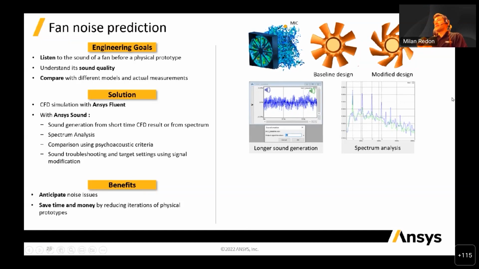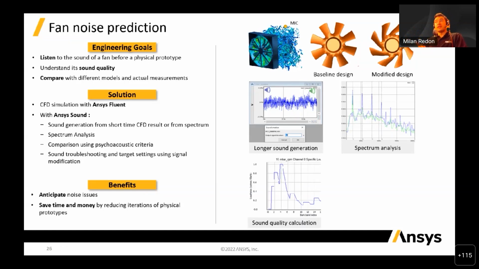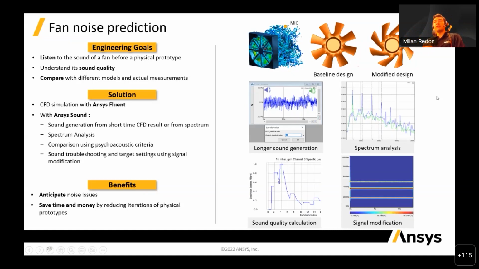Then doing a spectrum analysis, of course, comparing also psychoacoustic criteria, and doing some sound troubleshooting, as I showed you in the first video of ANSYS Sound, to be able to create some targets using the sound signal modification feature. So as usual, the benefit for this application is to anticipate the noise issues and to save time and money by reducing the physical iterations of the prototypes. So fan noise prediction is a very important topic.